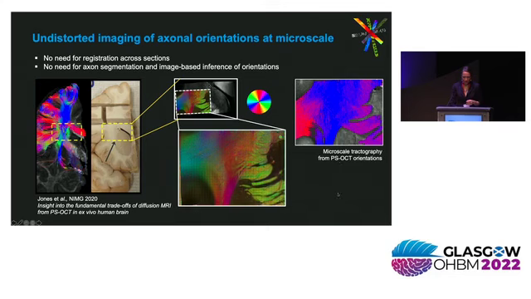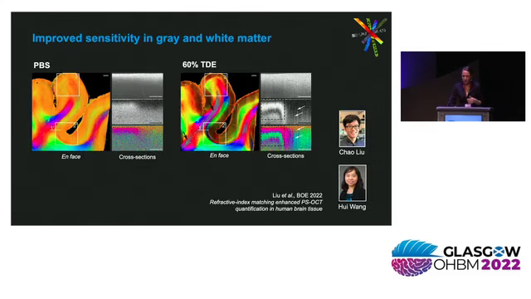Another key benefit is that, unlike histologic myelin stains, you do not need to do any image processing to segment the axons and infer their orientation. So you get this vector map of axonal orientations out of the scan. So right out of the box, you can run tractography at the microscale and reconstruct fibers and follow them across the brain. And the technology has been evolving over the last few years.